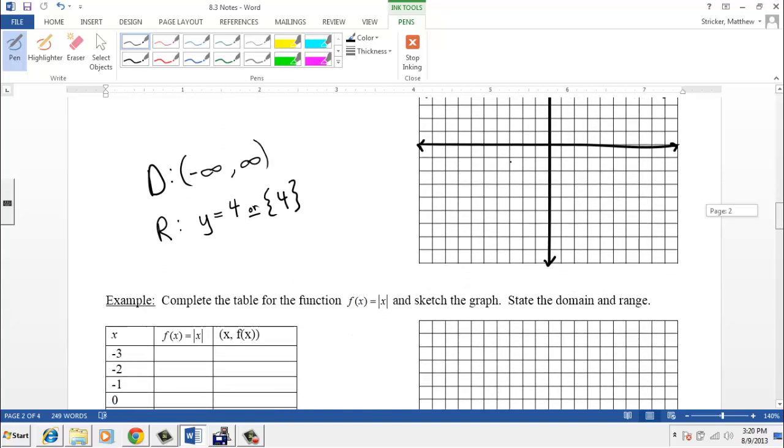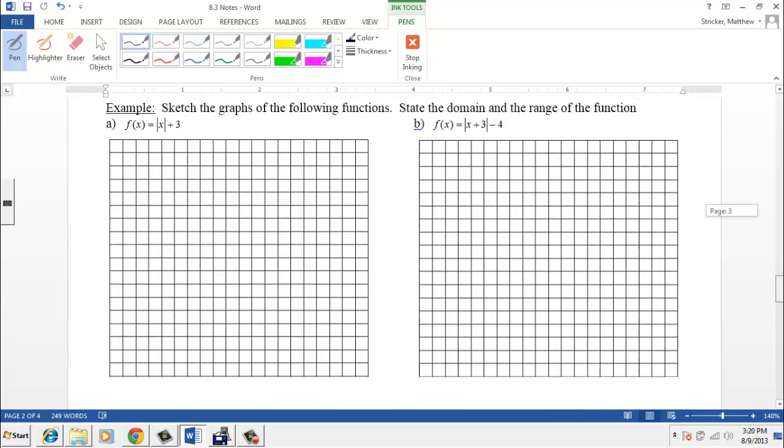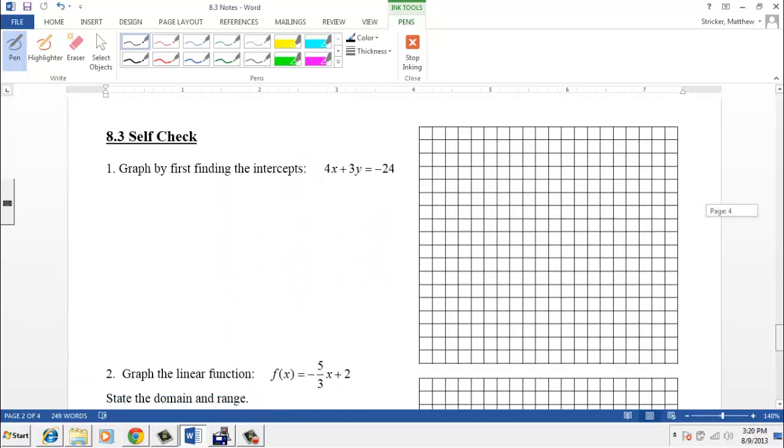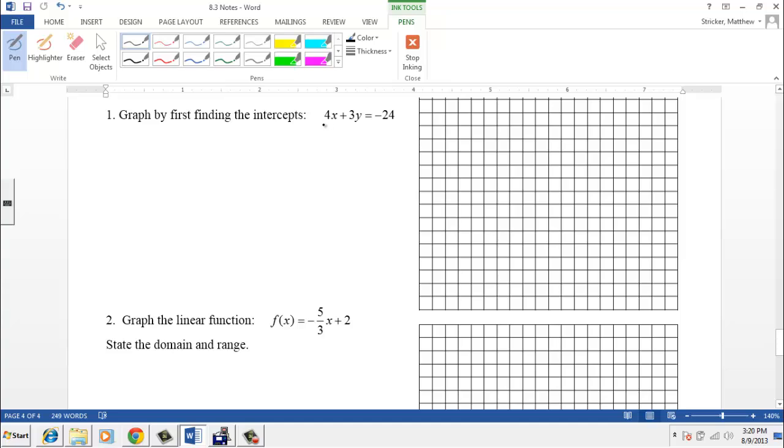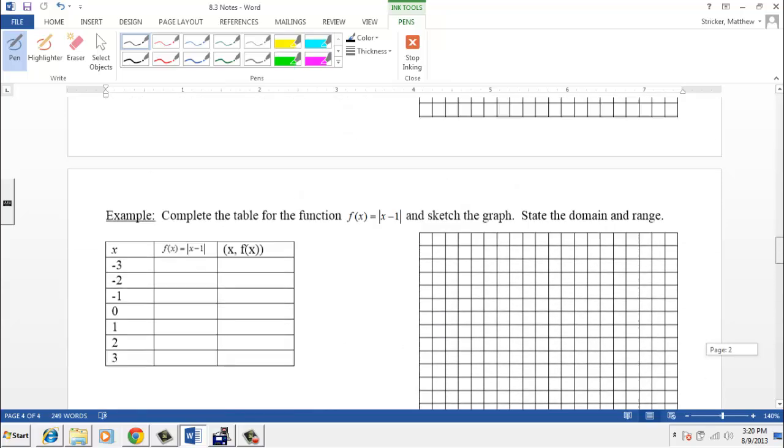Now I would go ahead and pause it and try those first 2 self-check problems. Notice this one might be one that's good to use the intercept method. And then the second problem is one you might want to use the slope and the y-intercept method. Alright.